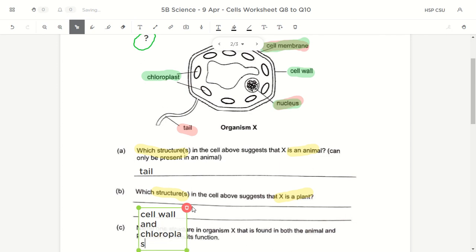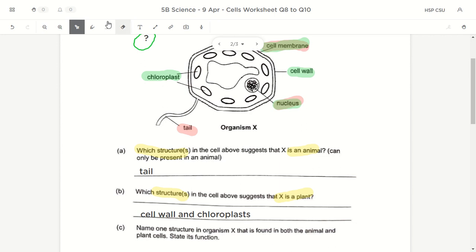Okay, because both cell wall and chloroplast suggest that it must be a plant cell, because only plant cell have chloroplast and cell wall. So which structure suggests that it's a plant cell? It is both cell wall and chloroplast, and not only cell wall.